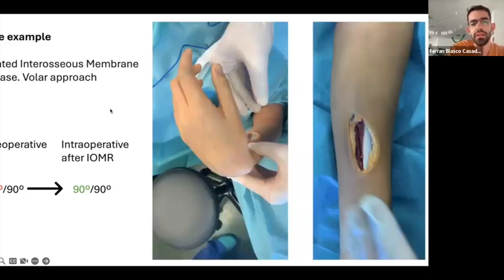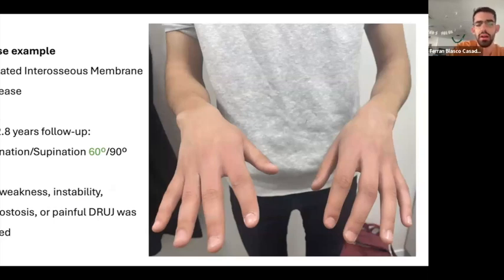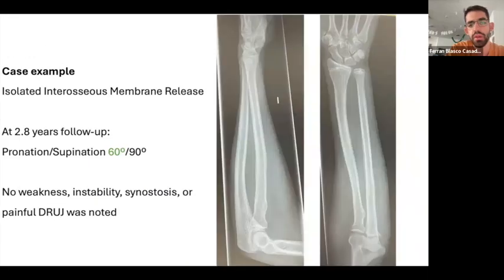Here we can see the small incision we made for this operation, and those are the clinical pictures more than 2 years after the procedure. As we can see, there is full supination, and for pronation there was a small limitation, 60 degrees of pronation. We didn't find any weakness, instability, synostosis, or pain in the distal radioulnar joint. And here we show the X-rays, where we can see that there is no synostosis, and the deformity of the bone is present.